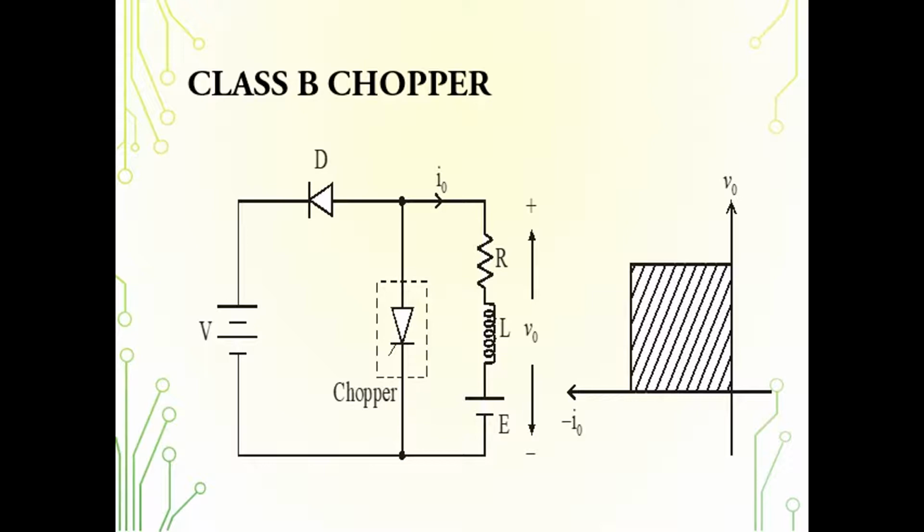When the chopper is on, when the thyristor is on, the voltage across the thyristor is 0. It is in parallel to the load, so V0 is equal to 0, and this source E will drive a current through the inductor and resistor, and in that case the inductance will store energy.